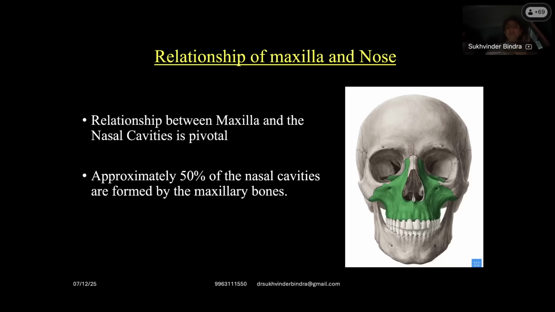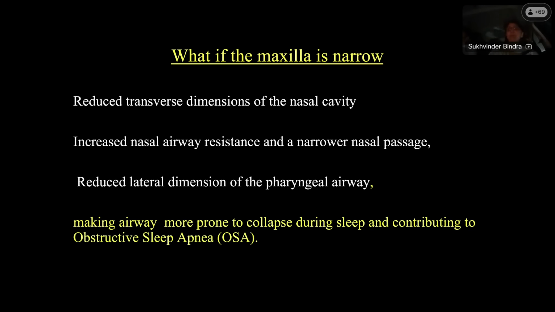Why is the relationship of maxilla and nose very important? If you see this, 50% of the nose is formed by the maxillary bones. So in case the maxilla is narrow, what will happen? It will reduce the dimension of the nasal cavity. It will increase airway resistance because of a narrow nasal passage. It will reduce the lateral dimension of the pharyngeal airway. And all these factors contribute to obstructive sleep apnea and make the patient more prone to collapse during sleep.